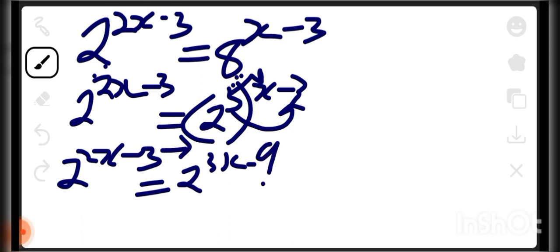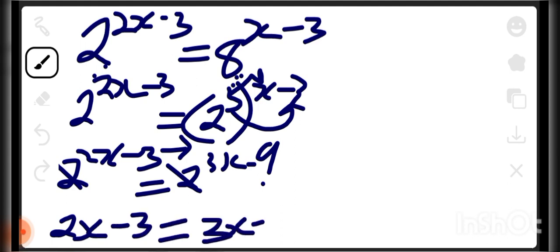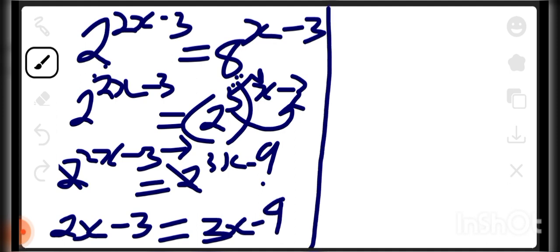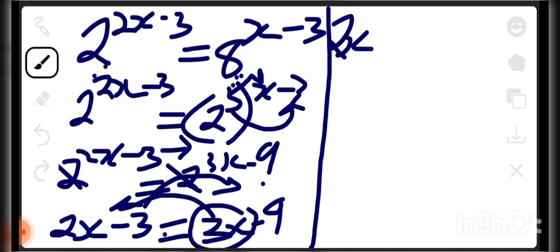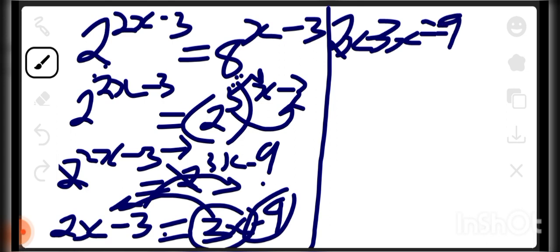So the next thing, just equate both the power, then ignore the base. So we are going to have 2x minus 3 is equals to 3x minus 9. The next thing, collect your like terms. X move to this side, constant move to this other side. So I'm going to have 2x. If this 3 crosses this equal to sign, remember I will change to minus because it doesn't have any sign, it's positive. So we have minus 3x is equals to, remember this is negative 9. That will remain negative 9. That's minus 9.